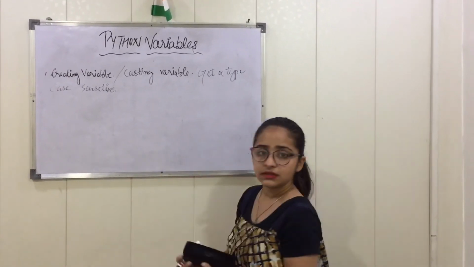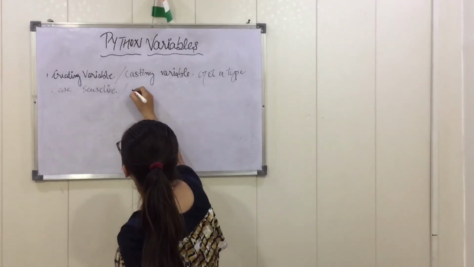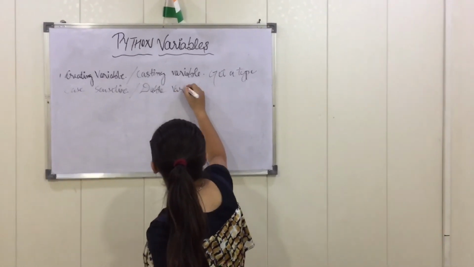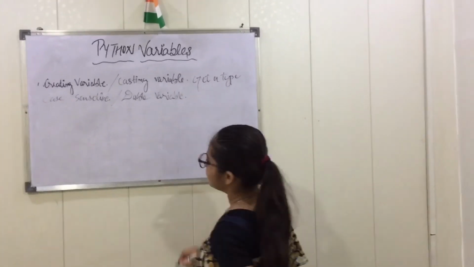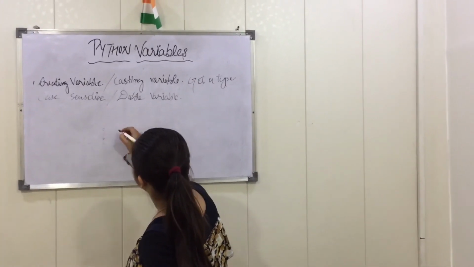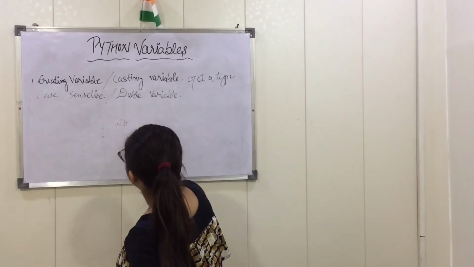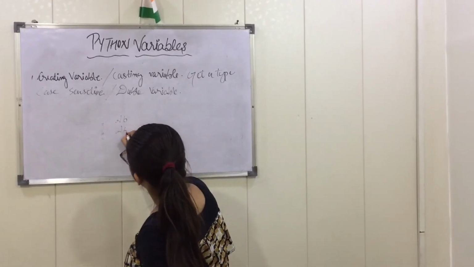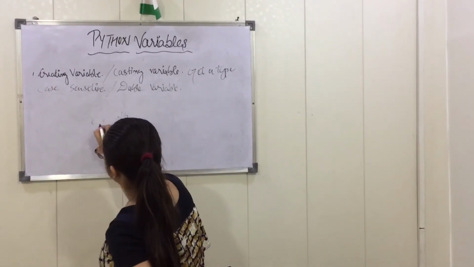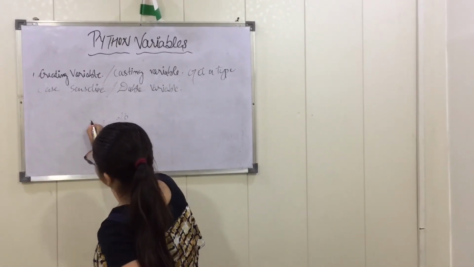So next one is the double variable or single variable. Suppose I have taken two values. The values are AB and the second is ABC. So I have taken the same variable name, that is x, and also x here.